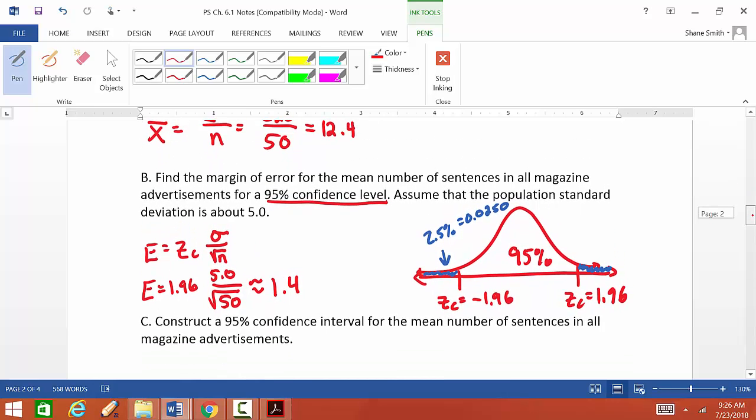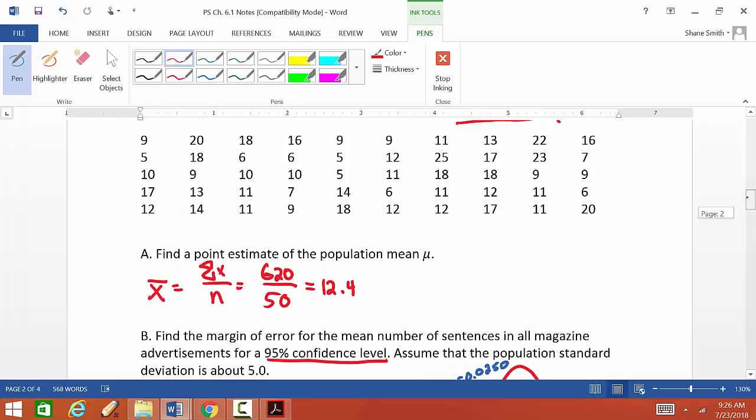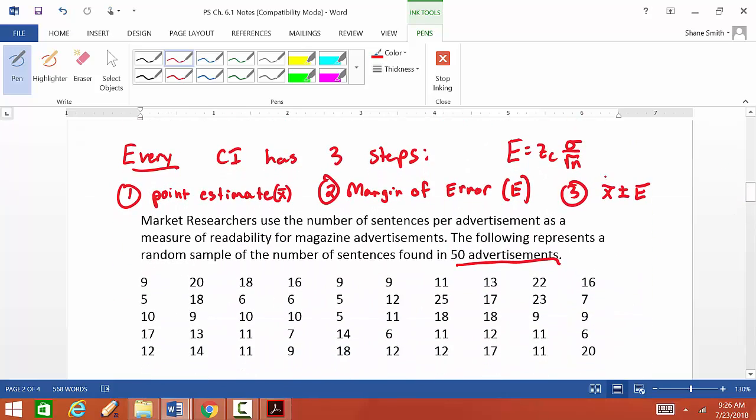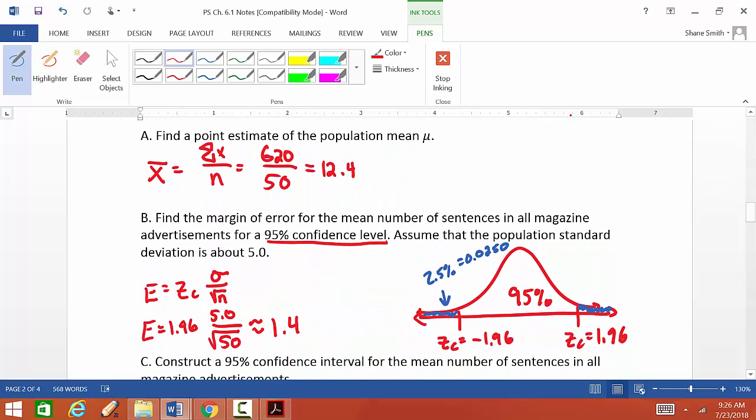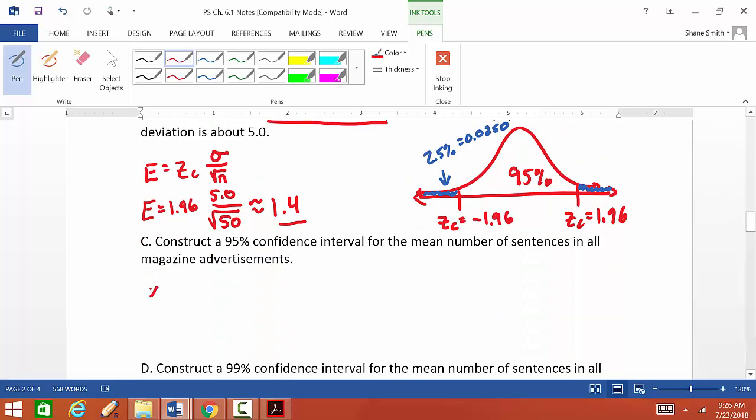So when I take the margin of error, I get 1.4, and then the third step is, I'll go back up here, to add and subtract the margin of error from my point estimate. So my point estimate is 12.4. My margin of error is 1.4, so I'm going to add and subtract 1.4 from 12.4. So x bar plus or minus e is 12.4 plus or minus 1.4. When I subtract, you always do the smaller number first. I get 11.0, and when I add, I get 13.8.